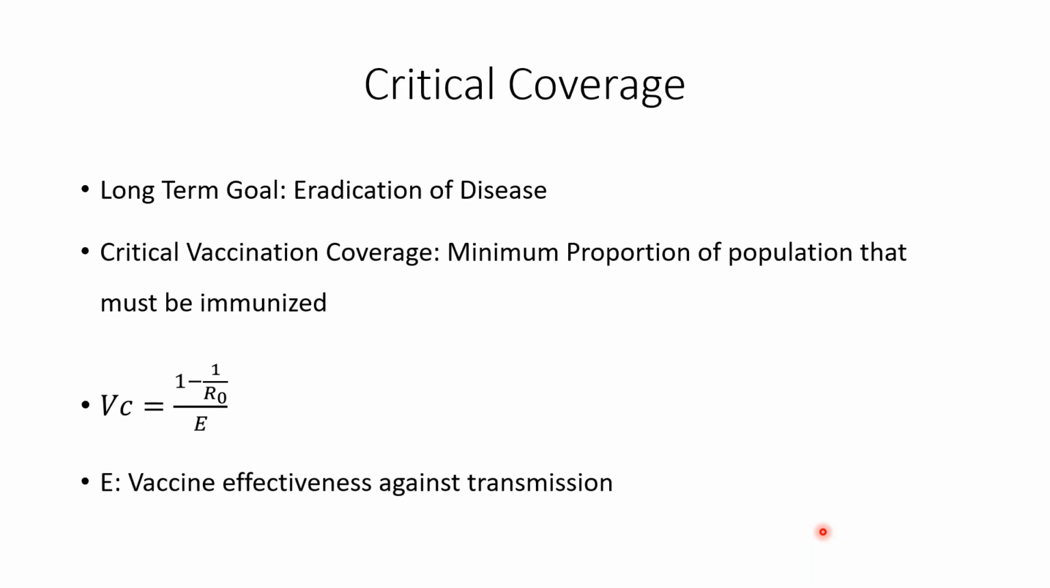So what is critical coverage? Our long-term goal is the eradication of the disease. Critical vaccination coverage means the minimum proportion of the population that must be immunized. This is the concept that is used in what is being referred to as herd immunity. The critical coverage has an epidemiological formula, which is 1 minus 1 upon R naught, divided by the vaccine effectiveness.